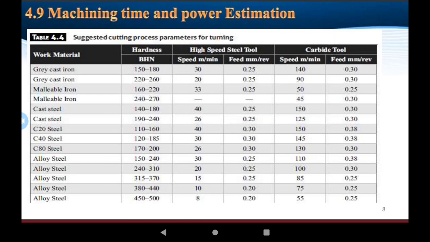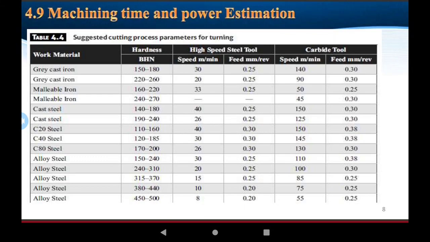The feed is 0.25 per revolution, and for another case the speed is 140 meters per minute and the feed rate is 0.30 per revolution.